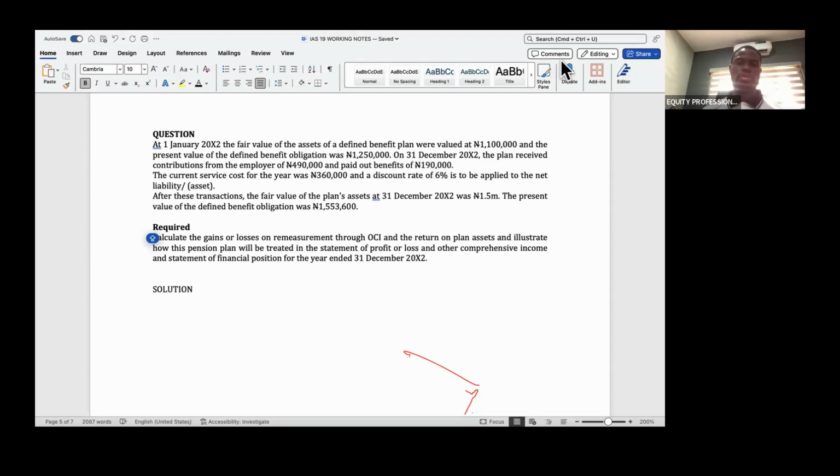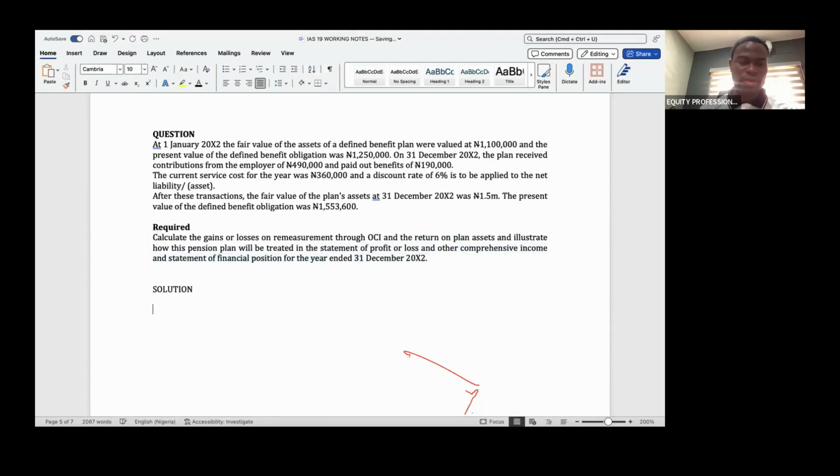So let's go. If you look at this question, let's focus on the requirements. The examiner is asking us to calculate the gains or losses on remeasurements through OCI and the return on plan assets. And they say we should illustrate how the pension plan will show in the statement of profit or loss and other comprehensive income, and also in the statement of financial position as at 31 December 20X2.